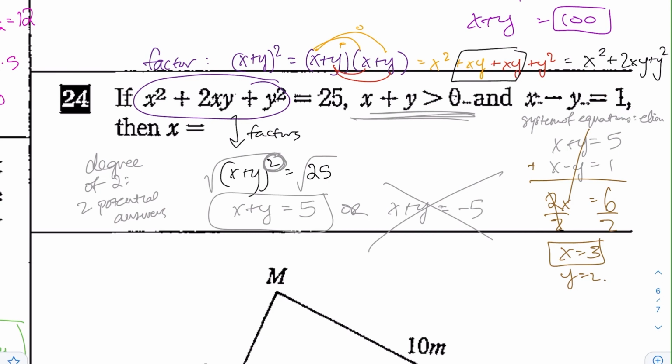And then from here, you can substitute back in to solve for x squared plus 2xy plus y squared. That's 3 squared plus 2 times 3 times 2 plus 2 squared. That's 9 plus, this is 6 times 2, or 12, plus 2 squared is 4. So 9 plus 12 plus 4 is exactly 25. So everything does check out.